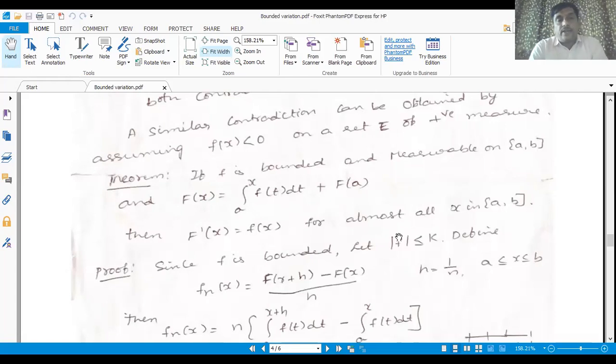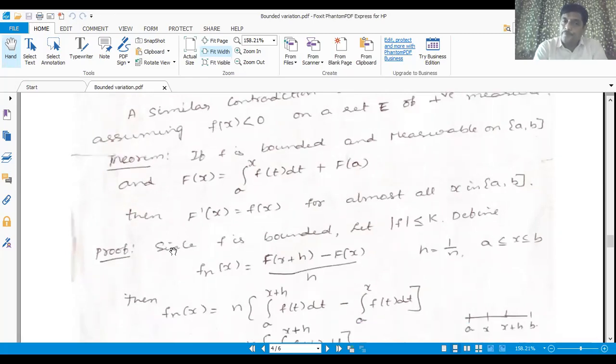Here, what is given? The given function is bounded and measurable, for almost all x in the closed interval [a, b]. You know the definition of bounded. Since f is bounded, mod f must be less than or equal to some positive number, which we represent here by k.